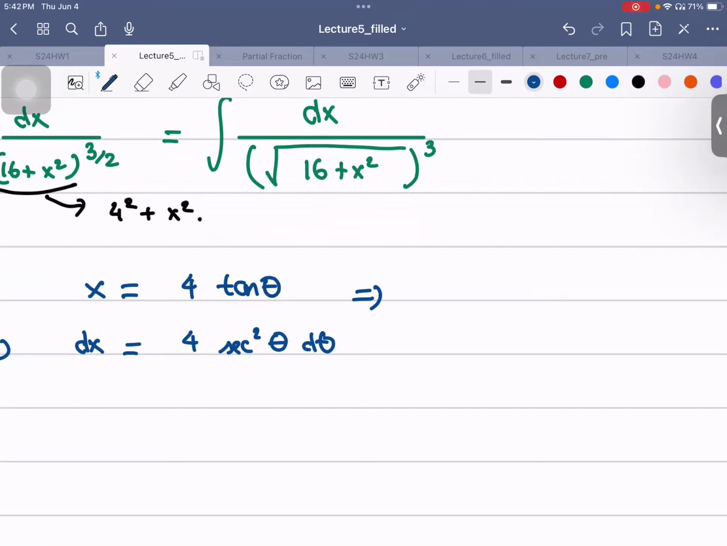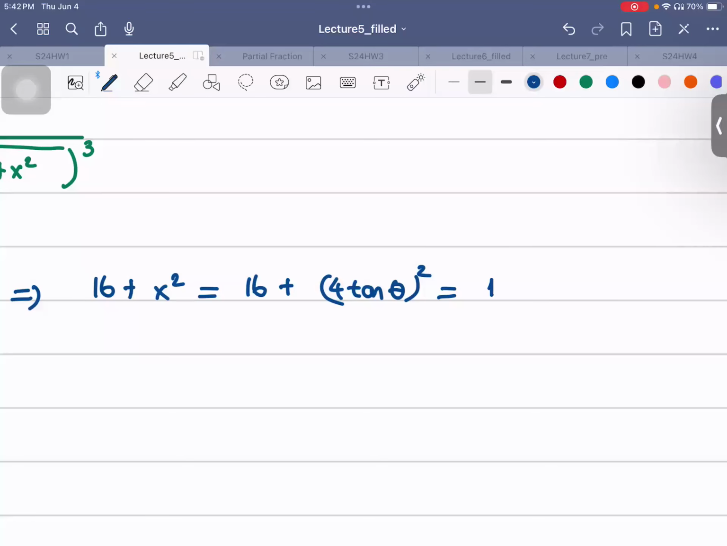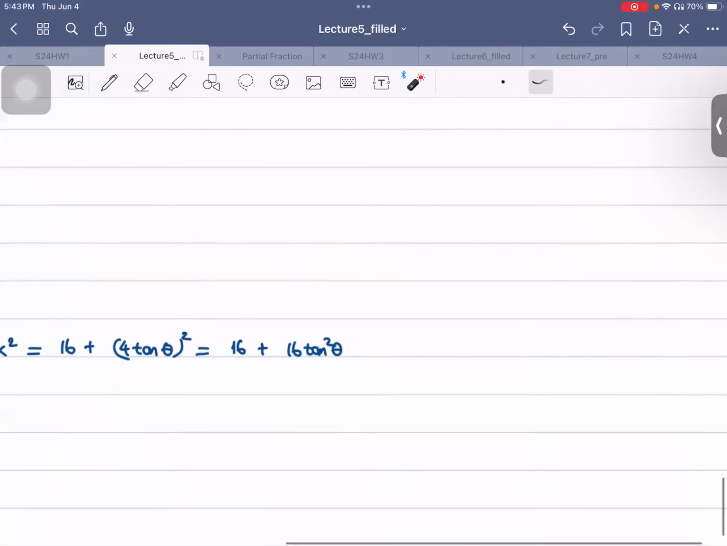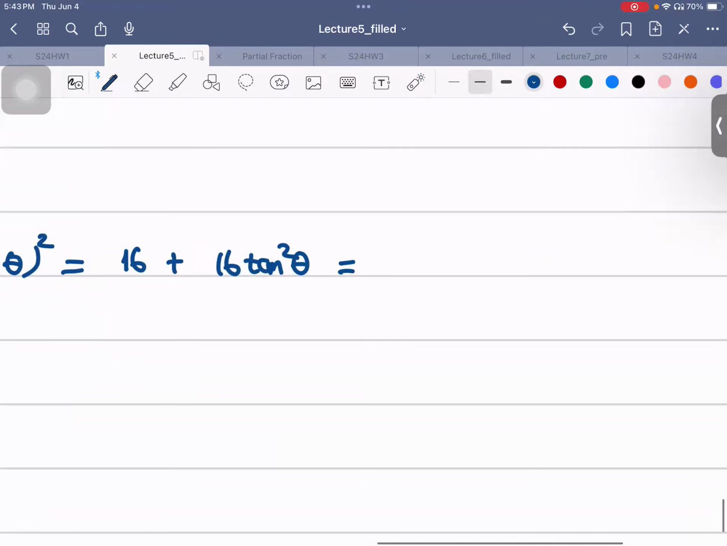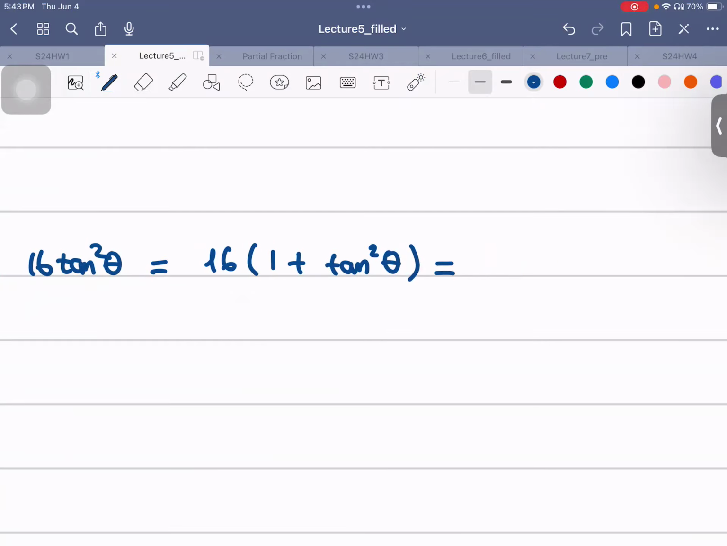Before we translate the integral, from here you can say that 16 plus x squared will be 16 plus 4 times tangent of theta squared. And 4 times tangent of theta squared is 16 times tangent squared of theta. I can factorize 16, so I have 16 times 1 plus tangent squared of theta, and 1 plus tangent squared of theta is secant squared of theta.